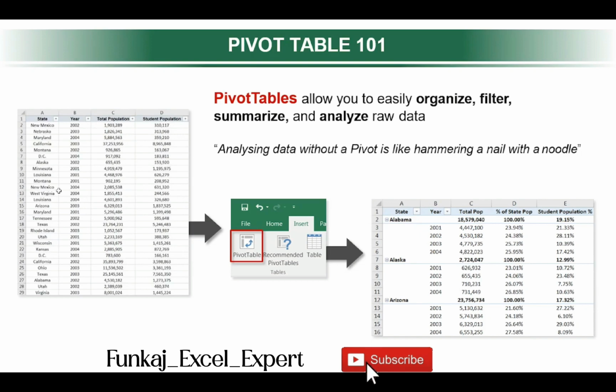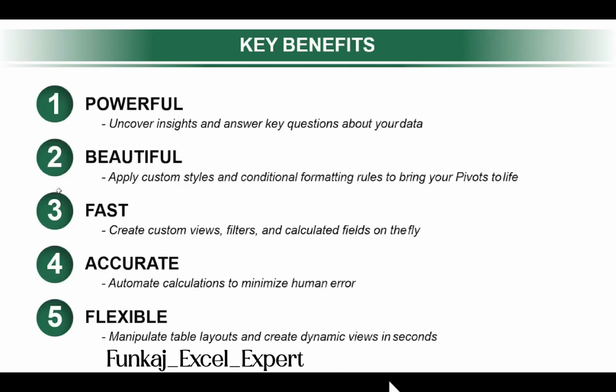So now that we have understood the need of a pivot table as compared to formulas, let's look at the 5 key benefits of using a pivot table. The first benefit is that it's really powerful. It helps you uncover insights and answer key questions about your data. Like we just saw, it took us less than 10 seconds to get to the answer, and the answer was really easy to get as well. It's really powerful to uncover good insights from your data.